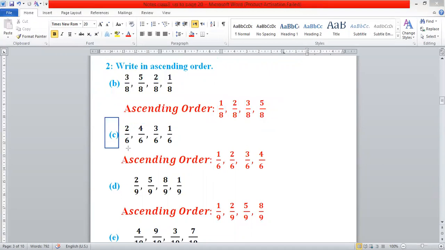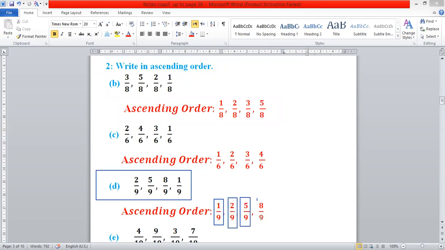Similarly, next part we have 2 over 6, 4 over 6, 3 over 6, and 1 over 6. So starting with 1 over 6, then 2 over 6, then 3 over 6, and then 4 over 6. In the next set of fractions, we have 2 over 9, 5 over 9, 8 over 9, 1 over 9. So starting from 1, then 2, then 5, and then 8. 1 over 9, 2 over 9, 5 over 9, and 8 over 9.